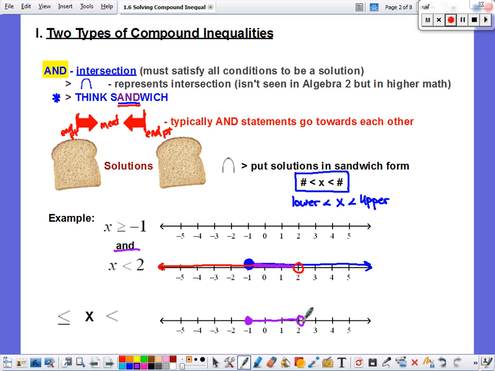Now to write our answer, you can just simply look at the graph. It makes it a little bit easier, and say, look, my solution, the meat of it, is sandwiched in between 2, not including 2, and -1, but including -1. And so here's our algebraic notation of putting it, and there's our graphical approach of doing this problem.